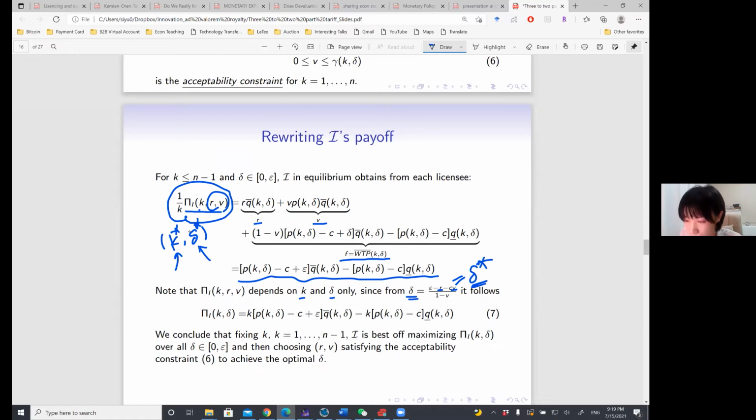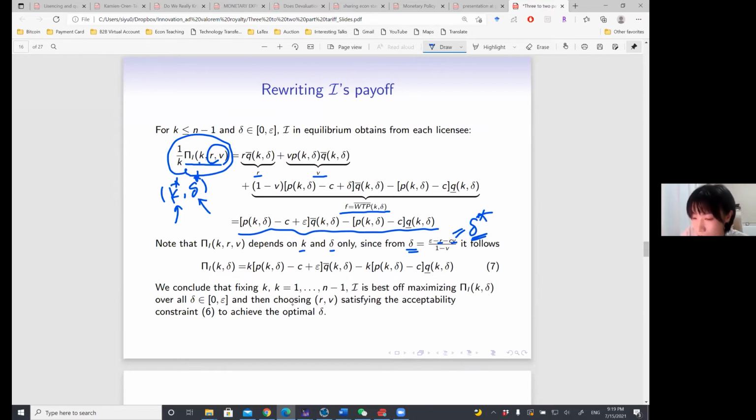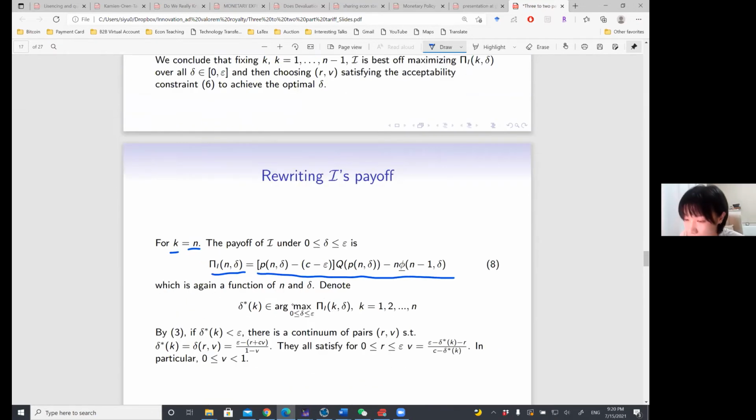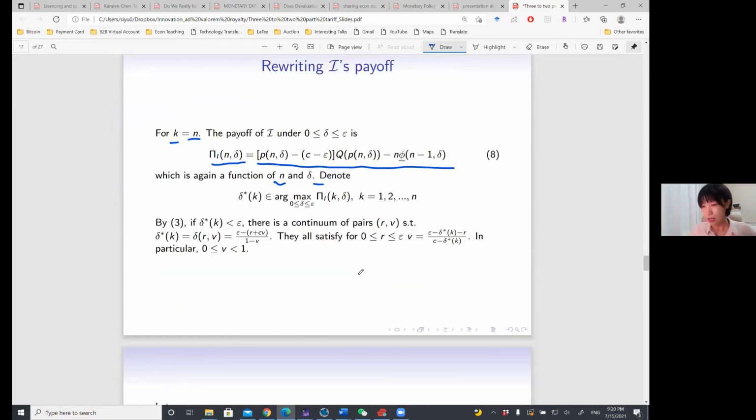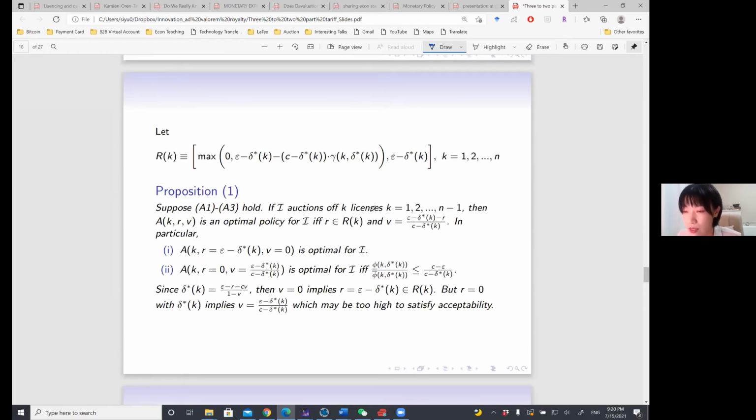That's the idea. And we also do it for the case of K equals N. The innovator's revenue can also be written as a function of N at delta. So that's the way to solve this problem. So now the innovator chooses delta to maximize his revenue as a function of K and delta. But don't forget, we have an acceptability constraint. The V cannot be too high. Okay, given this problem, let's see the result.